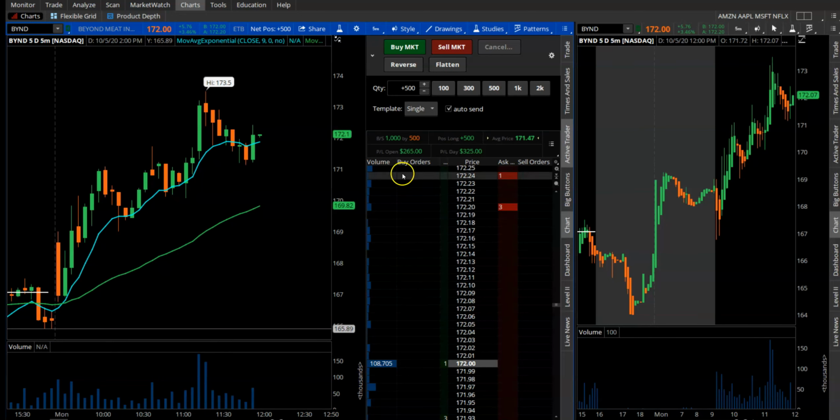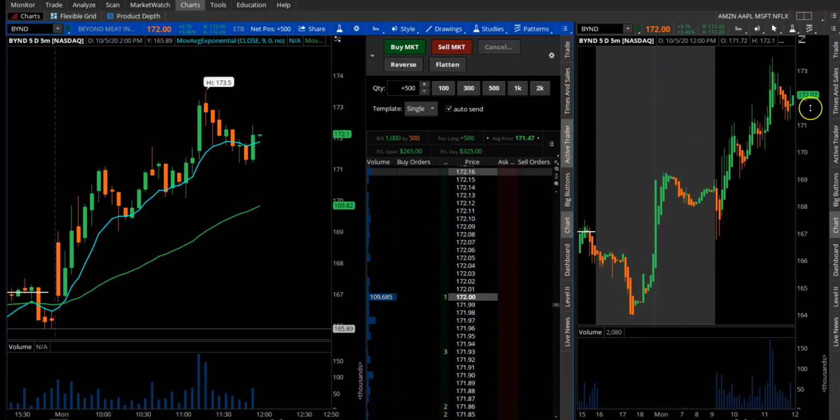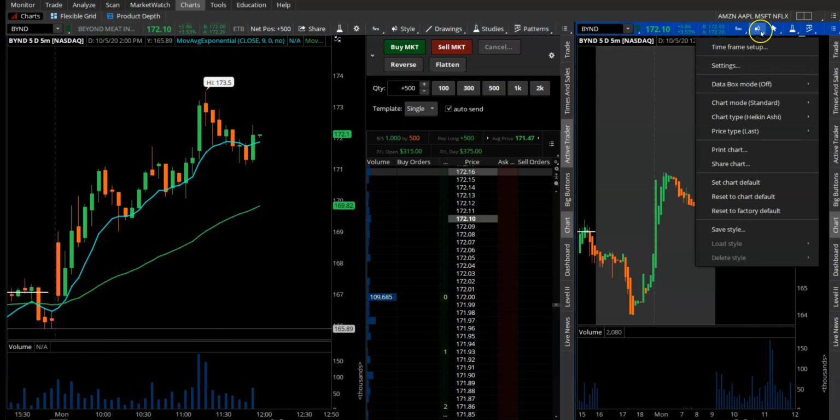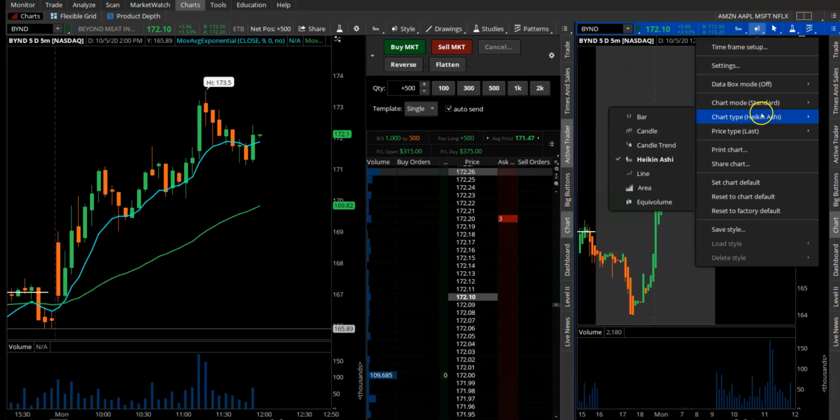So I like to make use of these Heikin-Ashi candles. If you're in Thinkorswim, you go to these little candles, go to chart type, and you can say Heikin-Ashi right there.